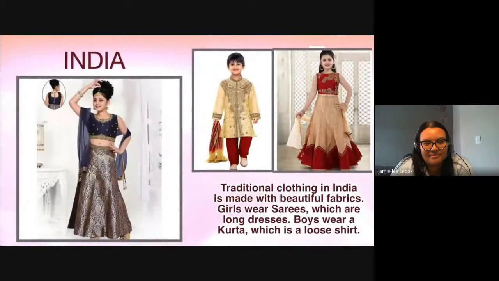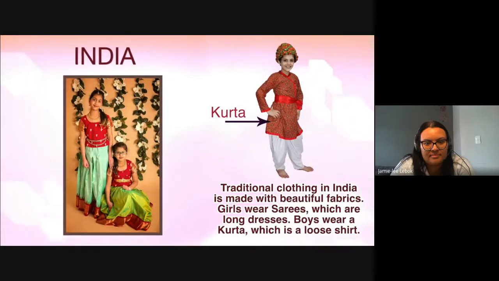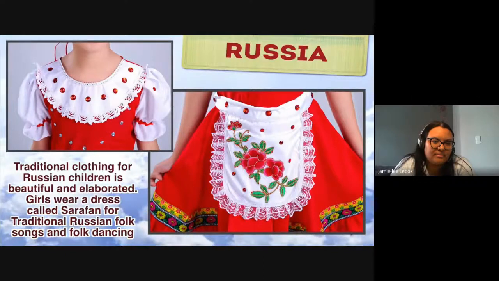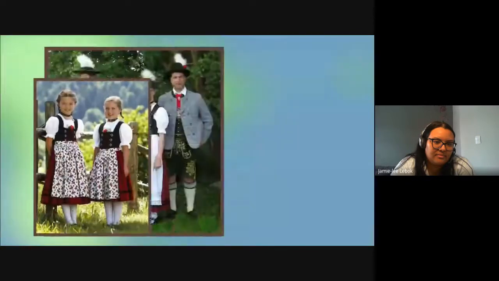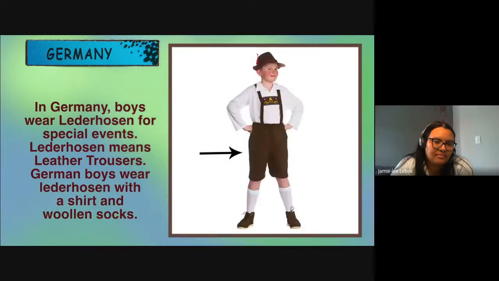India. Traditional clothing in India is made with beautiful fabrics. Girls wear saris, which are long dresses. Boys wear a kurta, which is a loose shirt. Russia. Traditional clothing for Russian children is beautiful and elaborate. Girls wear a dress called sarafan for traditional Russian folk songs and folk dancing. Germany. In Germany, boys wear lederhosen for special events. Lederhosen means leather trousers. German boys wear lederhosen with a shirt and woolen socks.